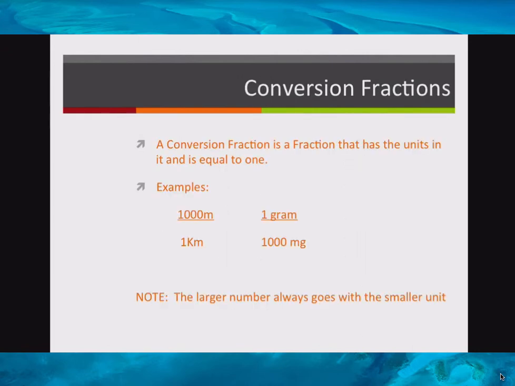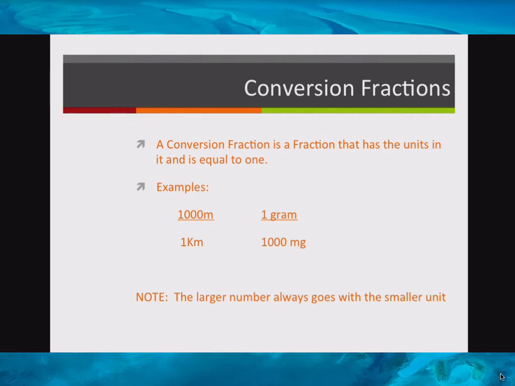Conversion fractions are basically two things that we compare, like 12 inches, 1 foot, 60 seconds, 1 minute. And we write them as fractions. So what you should understand here, 1,000 meters, well, that's the same thing as 1 kilometer. If Bo were to start at point A and go 1,000 meters, or start at point A and go 1 kilometer, he'd end up in the same spot. So these are technically the same distance. They just look a little different.